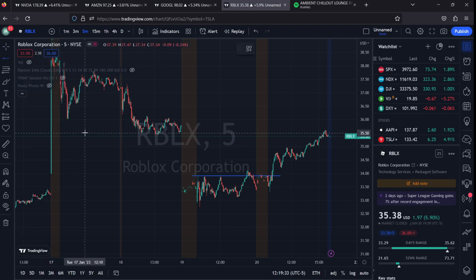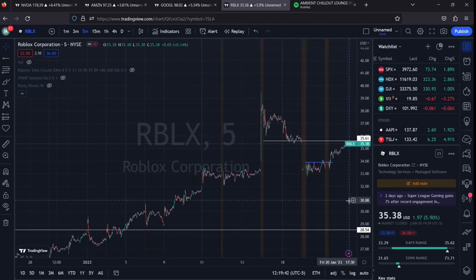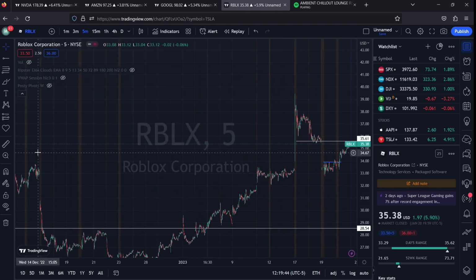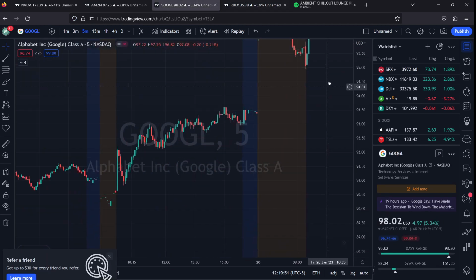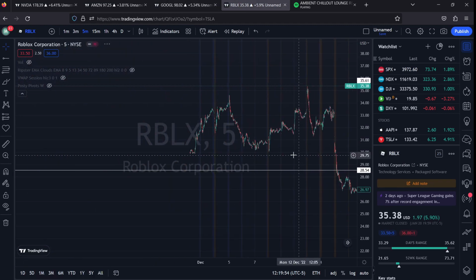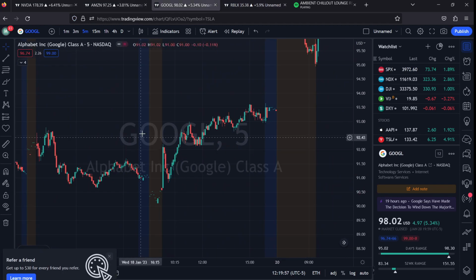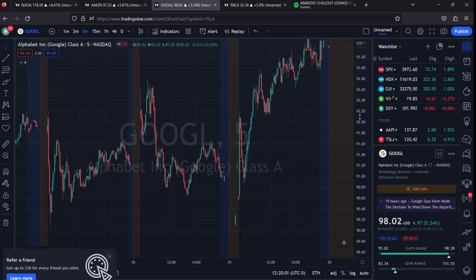So you get that horizontal ray out, 35.62. I believe I had this from some time back here previously, but I'll go into a better chart that has a little higher liquidity on it. Roblox is a slow mover, so it's a little difficult to get those longer term significant levels. Let's see Google here.